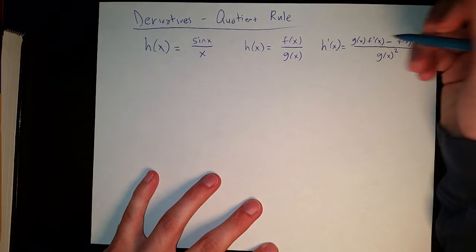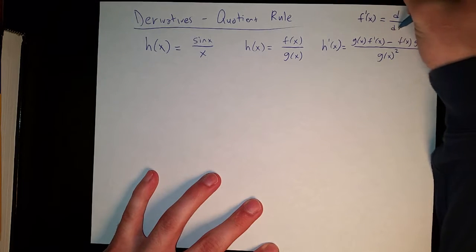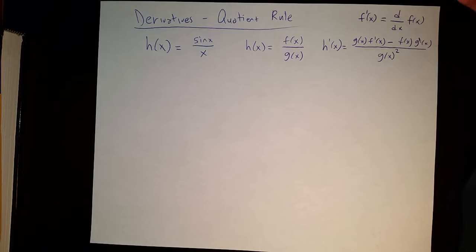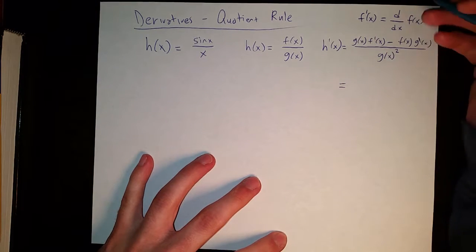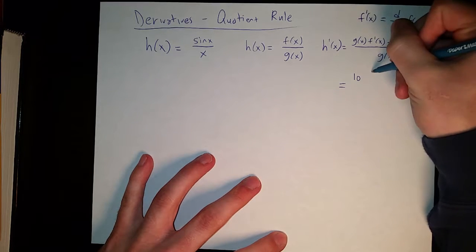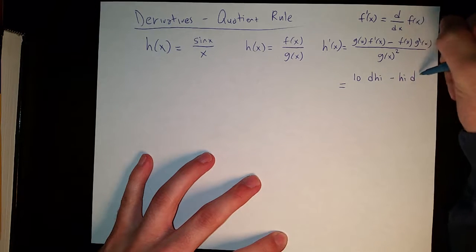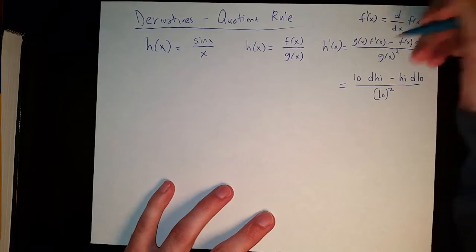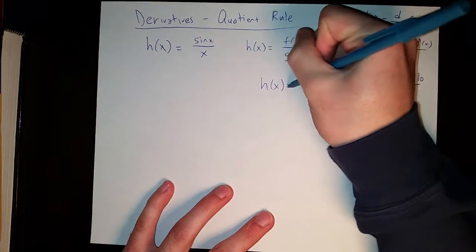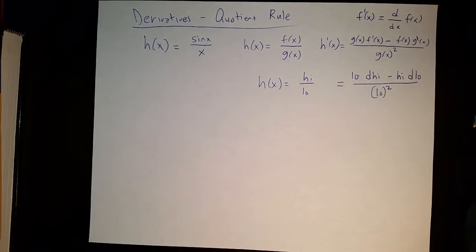Okay, so how I remember this is that this is equal to d over dx of f of x. So if you write this as low times the derivative of the high minus high d low over low squared, then you get this if you write h of x equals high over low. So low d high minus high d low over low squared.